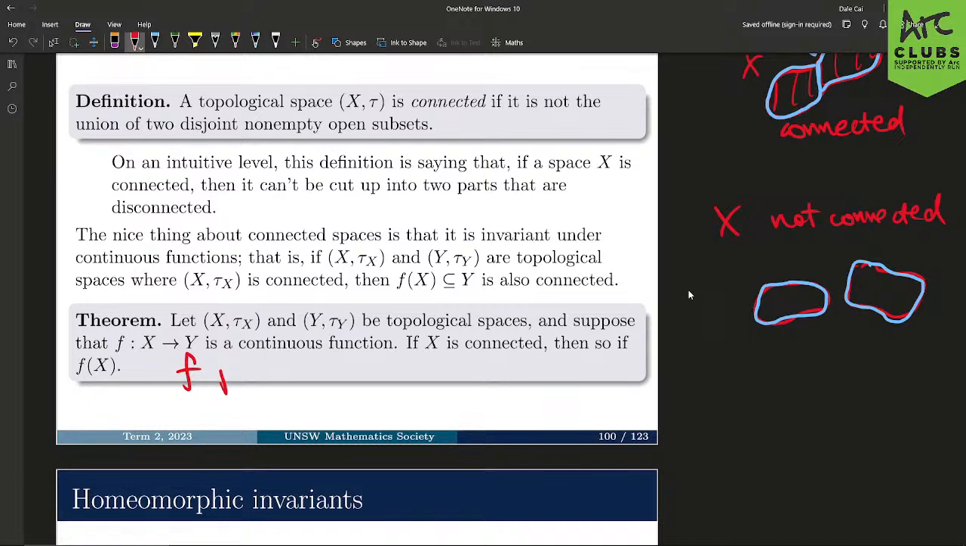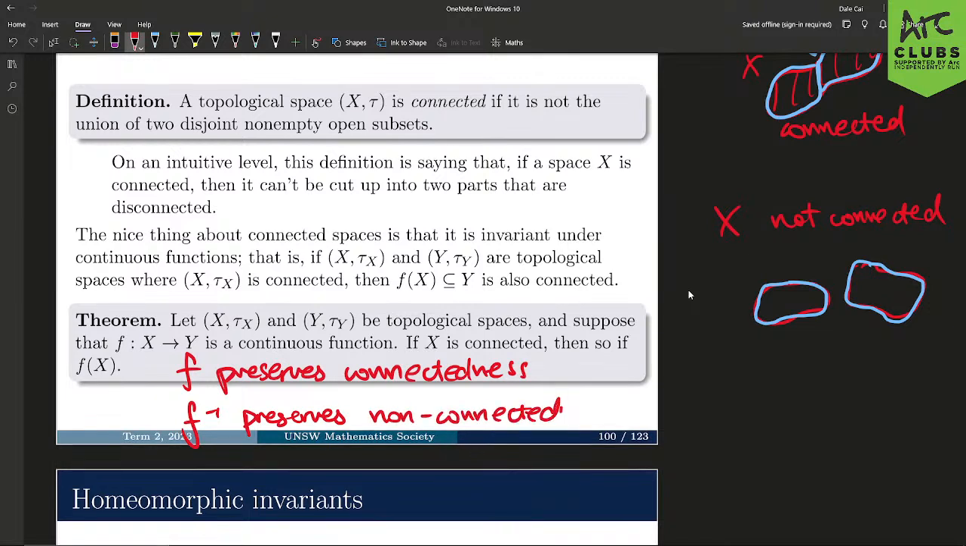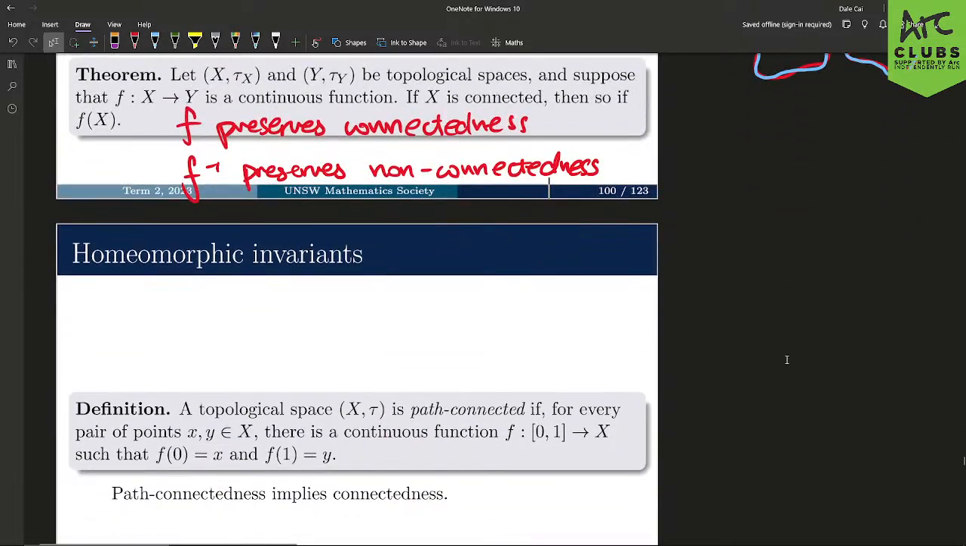So F preserves connectedness. And a corollary of this, or something equivalent to this, is that F inverse preserves non-connectedness. So hopefully you can see that if it's a homeomorphism, so the function and its inverse are both continuous, then connectedness and non-connectedness are always preserved.